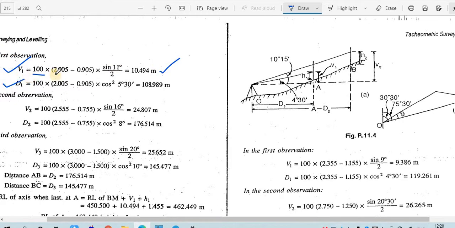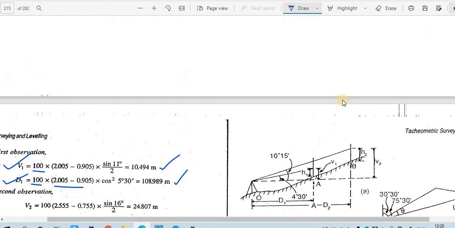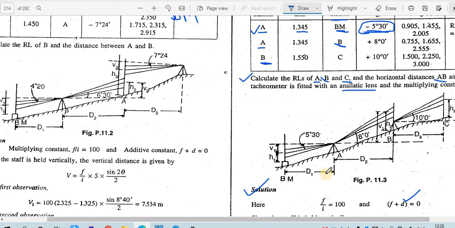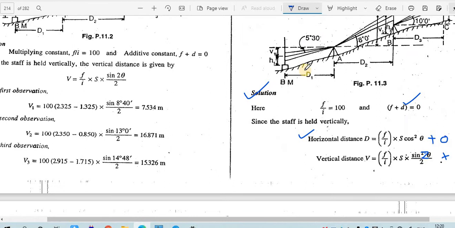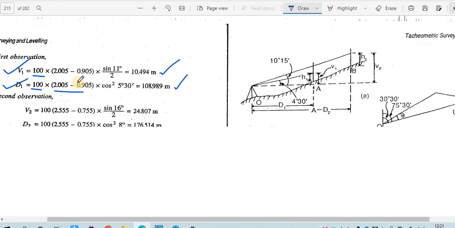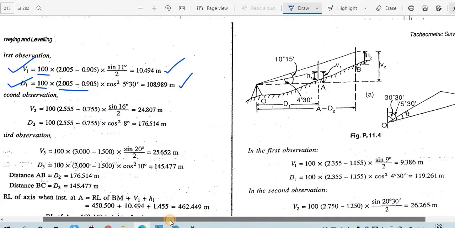Similarly, in the formula for D, we put f/i as 100, the staff intercept as the difference of these two readings, and cos²θ with θ as 5 degrees 30 minutes. This gives you the horizontal distance. This is the first observation, from A to the benchmark. After that, we calculate the second observation.